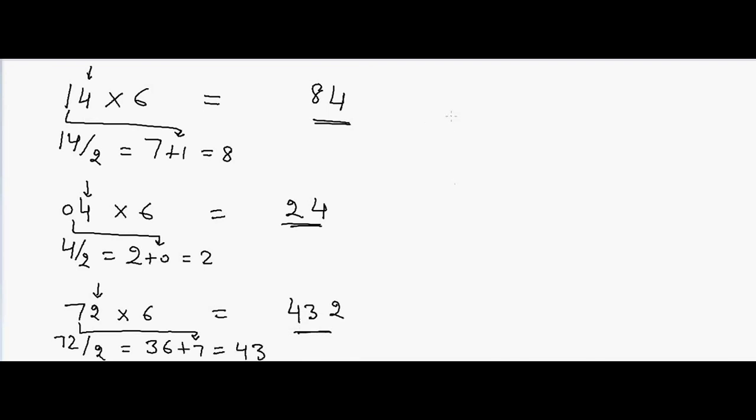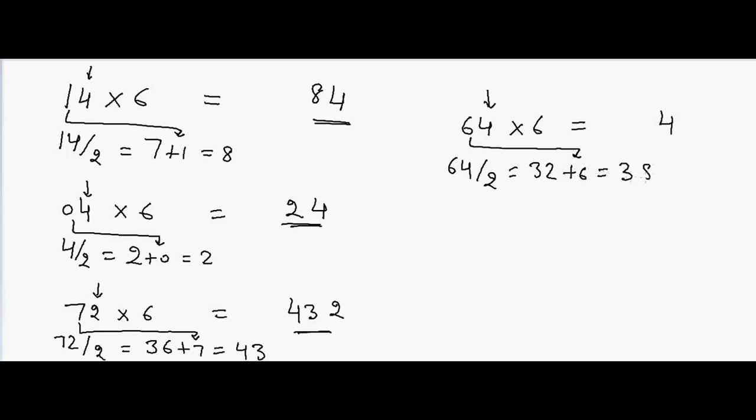Again, another example, if I have 64, I want to multiply by 6, in that case I'll take the last digit, which is 4, and then 64 divided by 2 is equal to 32, and then I'll add 6 into it, that will give me 38. The answer is 384.